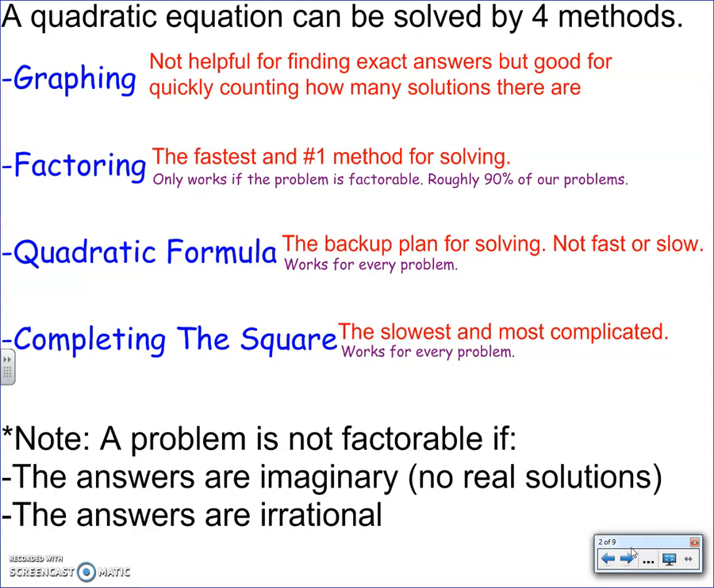And the last option is completing the square. It's the slowest and very complicated, but it does work for every problem. And note, a problem is not factorable if the answers are imaginary, with i, no real solutions, or when the answers are irrational.